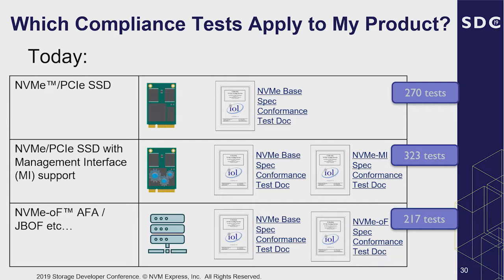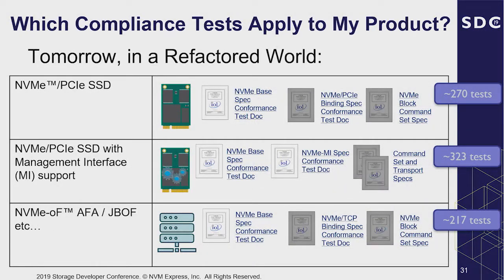Again, whether you support certain optional features or not is going to change that total test number that applies to a specific product, but this is what's defined today. Now, looking at tomorrow, you can see there's more test specifications that you need to look to, but the tests have simply found new homes, because the number of tests has not increased just because we've done the refactoring.